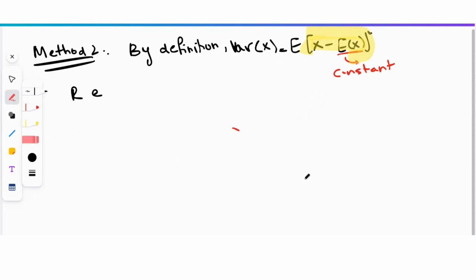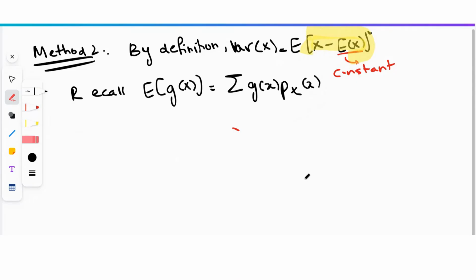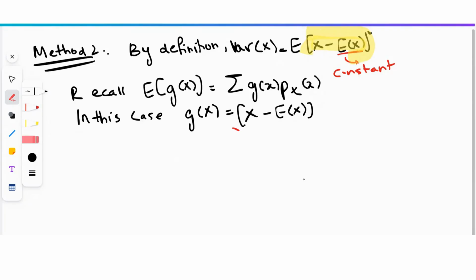So recall, the expected value of g(X), the expected value of any function of a random variable X, is the sum of g(x) times p(x). In this case, the function of the random variable X that we're taking, g(x), is just X minus expected value of X. This is what g(x) is. This is the function that we're looking at.